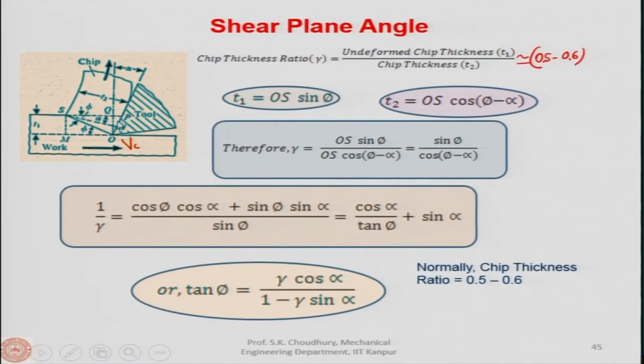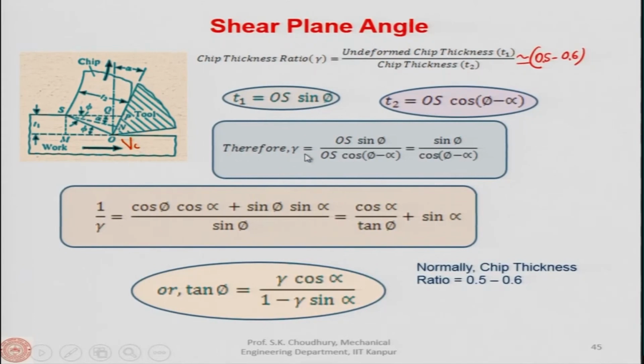From this triangle SON, you can find out that OS is equal to T2 divided by cos of this angle, and this angle is phi minus alpha. This is what is shown here. Therefore, the chip thickness ratio will be T1 divided by T2, which is sin phi by cos of (phi minus alpha), OS getting cancelled.